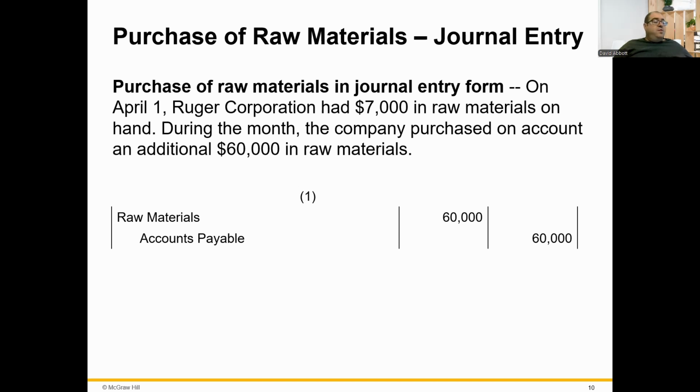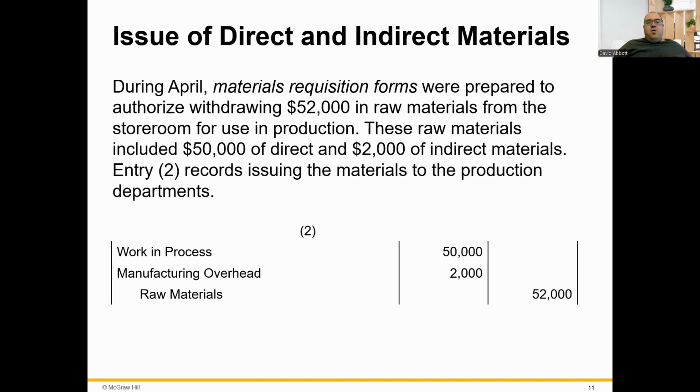that first, the purchase of raw materials. So they purchased 60,000 of raw materials. So we would debit our raw materials account, and then we would credit accounts payable or however they paid it. And then during April, materials requisition forms were prepared to authorize withdrawing 52,000 of raw materials from the storeroom to use in production. These raw materials, 50,000 of it was direct, what actually went into making the coins. And then 2,000 was indirect materials.